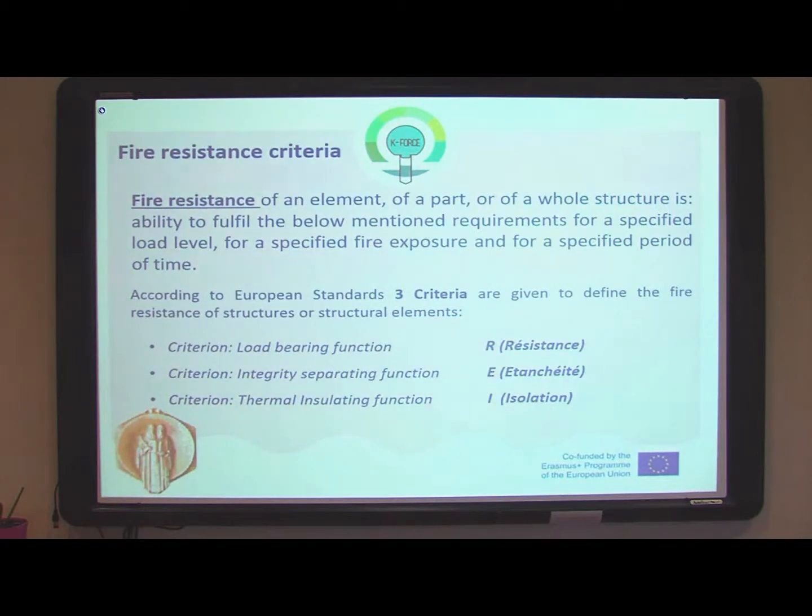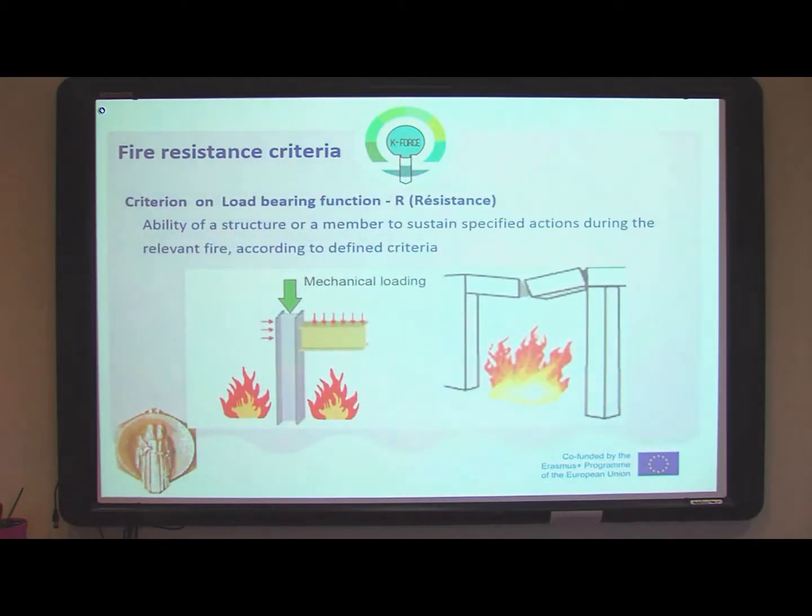Fire resistance of an element, of a part, of a whole structure is ability to fulfill the requirements for a specified load level, for a specified fire exposure, and for a specified period of time. According to the European standards or Eurocodes, there are three criteria given to define the fire resistance of structures or structural elements. These are load-bearing function, integrity, and isolation. The criterion load-bearing function expresses the ability of the structure or the member to sustain specified actions during the relevant fire according to different criteria.